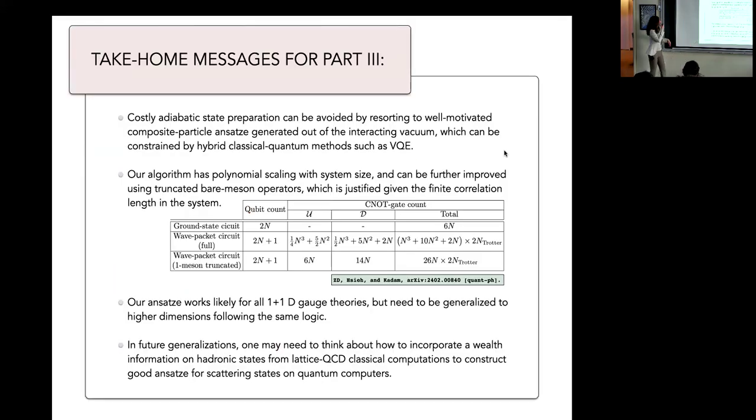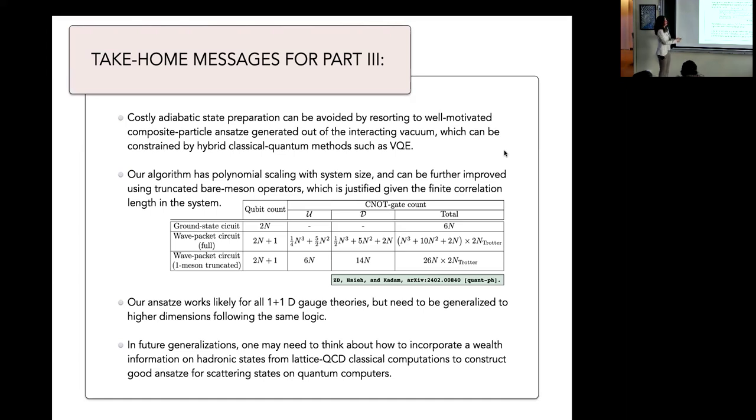I finish up by saying that we can actually avoid the costly adiabatic state preparation if we have a good ansatz for what these bound excitations are. We can use VQE to optimize them, and then we can build the full wave packet out of these. These are the asymptotics you were asking about, as a function of the system size, not the errors or anything complicated like that yet. But the algorithm scales polynomially. It's like n cubed in system size.